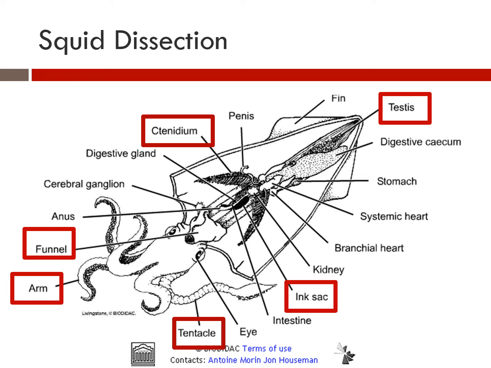And if it's a male, it's going to have the testes up here. And if it's female, it'll have ovaries up there. And the ctenidium, also called gills. I'd accept either answer because that's exactly what they are.